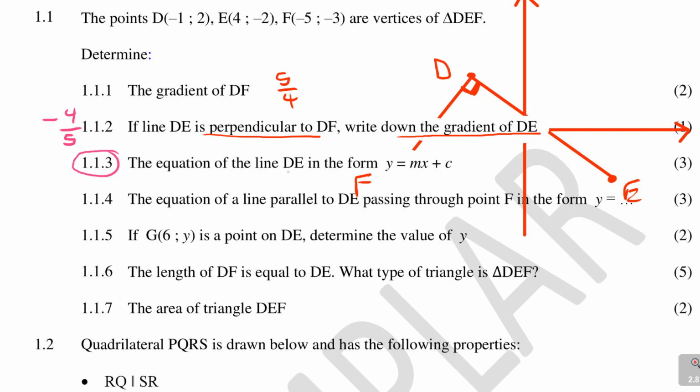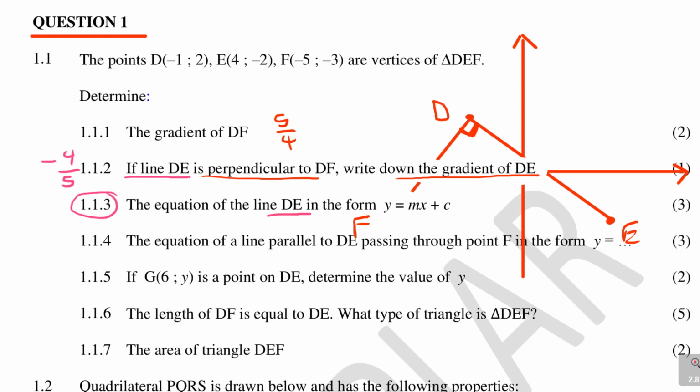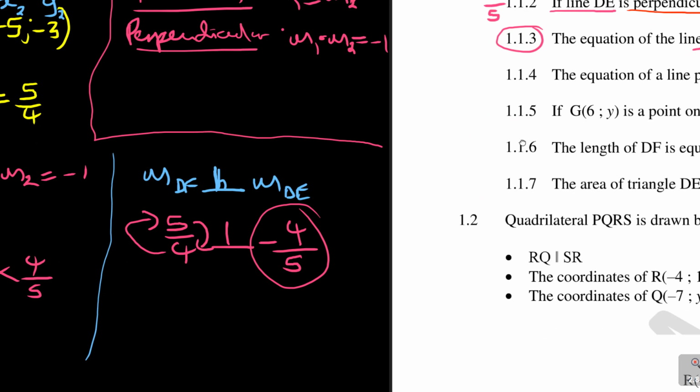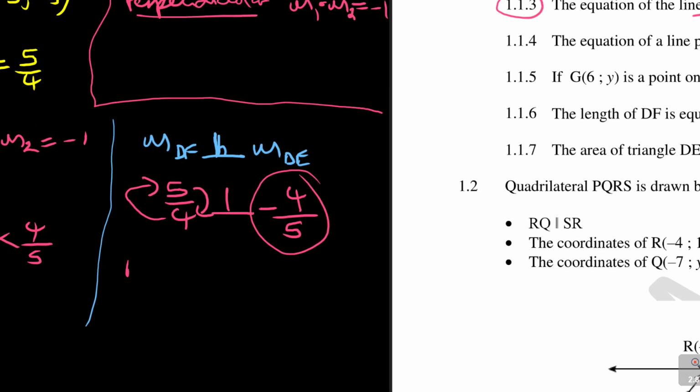Alright, and then 1.1.3 says we need the equation of the line DE in this form. So now they want the equation of the line DE. If they want the equation of the line DE, you take any point, you can choose D or you can choose E. Let me just choose D. I know the gradient, remember? So let me use D as (-1, 2).